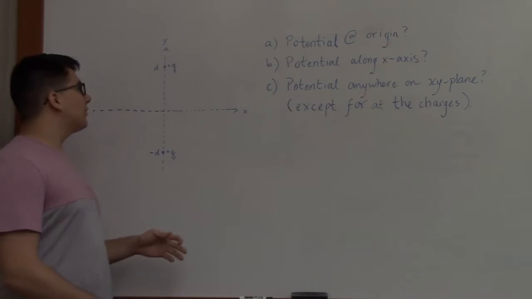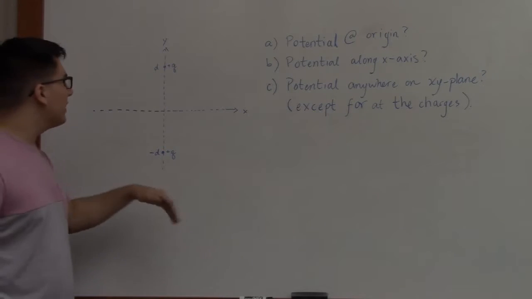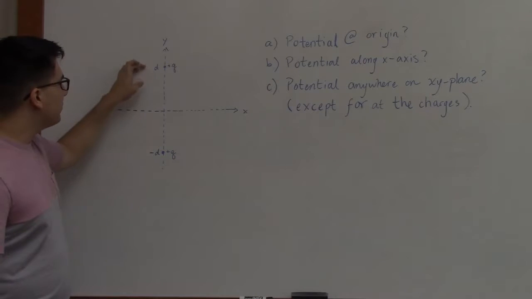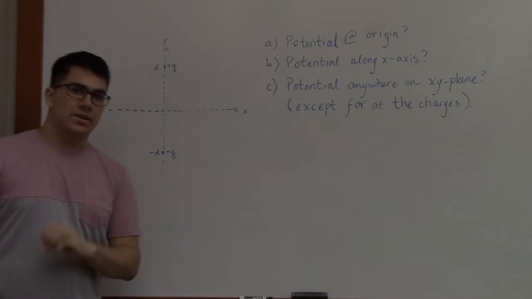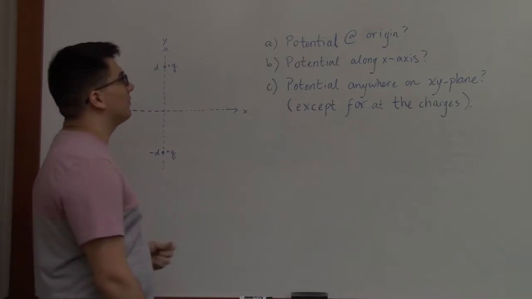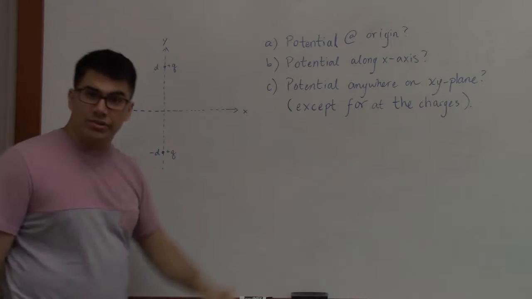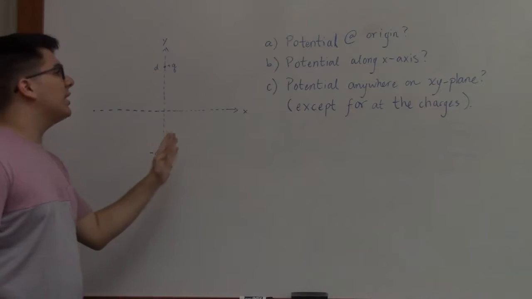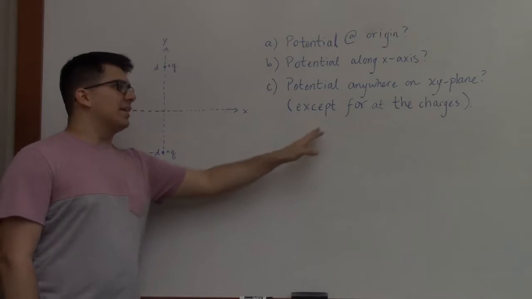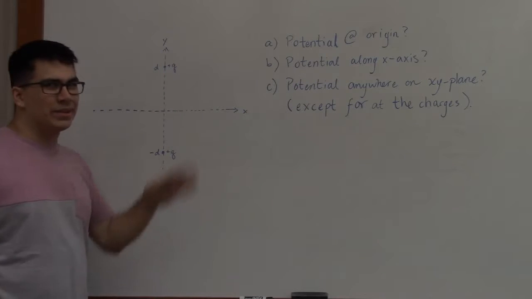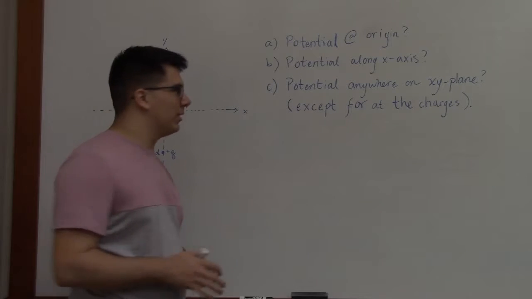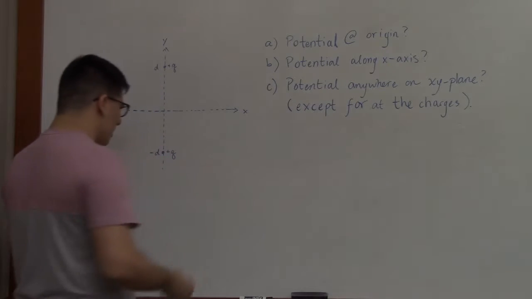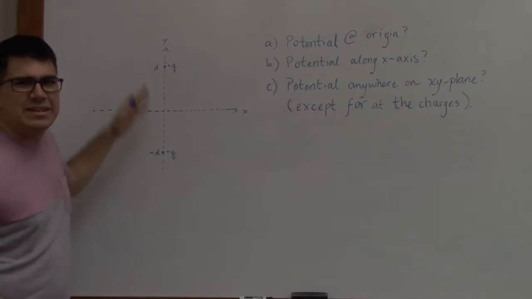Alright, so in this configuration, I'm in the xy plane. I have two charges of positive q, both on the y-axis, one at plus d and one at minus d. Three questions to answer. What is the potential at the origin? What is the potential along the x-axis? And what is the potential anywhere on the xy plane except at the charges, because the potential tends to blow up over there.